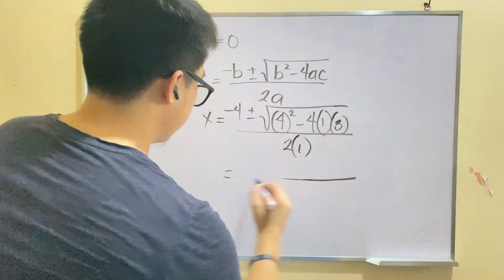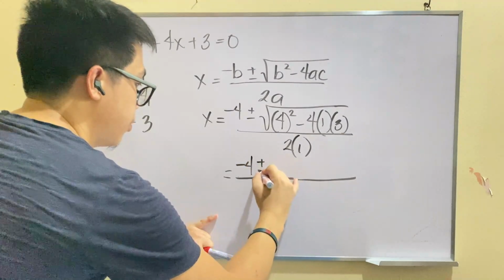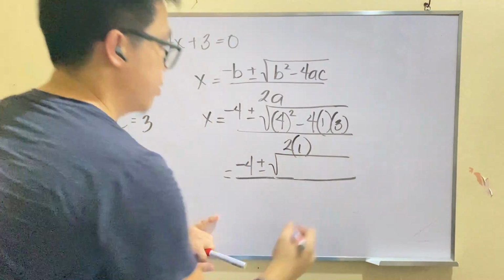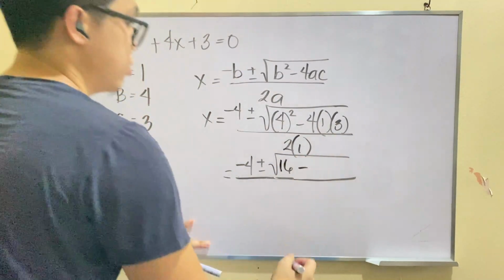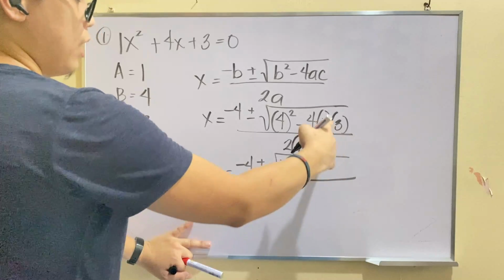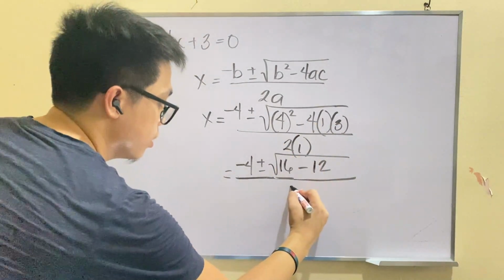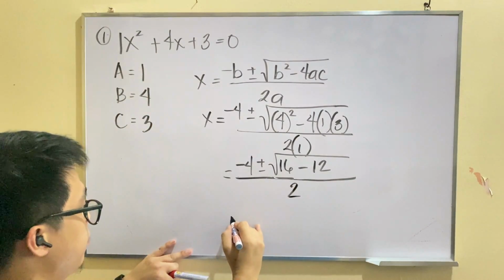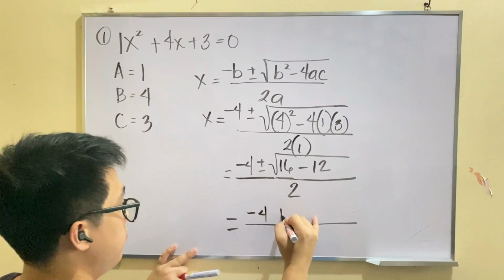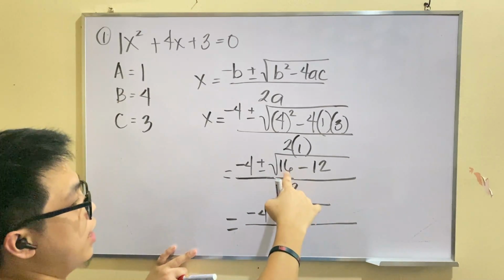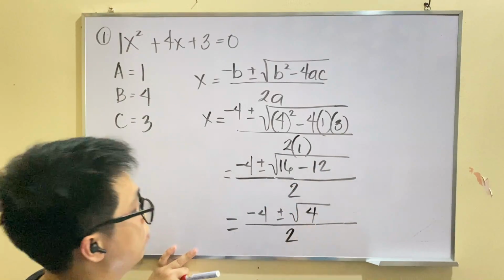Simplify natin. Negative 4 plus or minus square root of, ano yung 4 squared? So 4 times 4 is 16. Minus 4 times 1 is 4 times 3, so it is 12. Then 2 times 1, it is 2. So 2 ang ating denominator. Then negative 4 plus or minus square root of 16 minus 12 is 4 divided by 2.